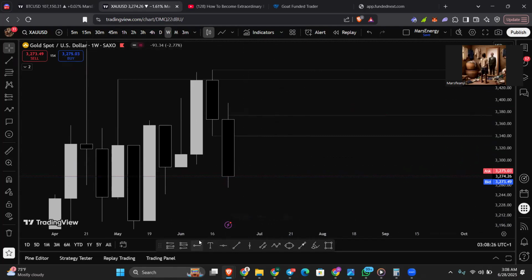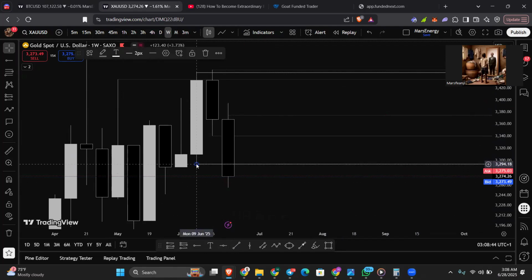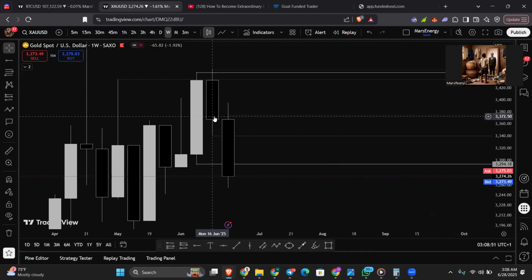Now, how you know that this is a sweep is because it took it and closed. It took out the high of the previous week and closed below it, right? So now, everything being equal, right? That means this is where the target should be, right? Since it has taken out the previous week high, your expectation is that in the coming week, your overall target should be to take out the previous week low, right? Now this is what you are having on the weekly, right?